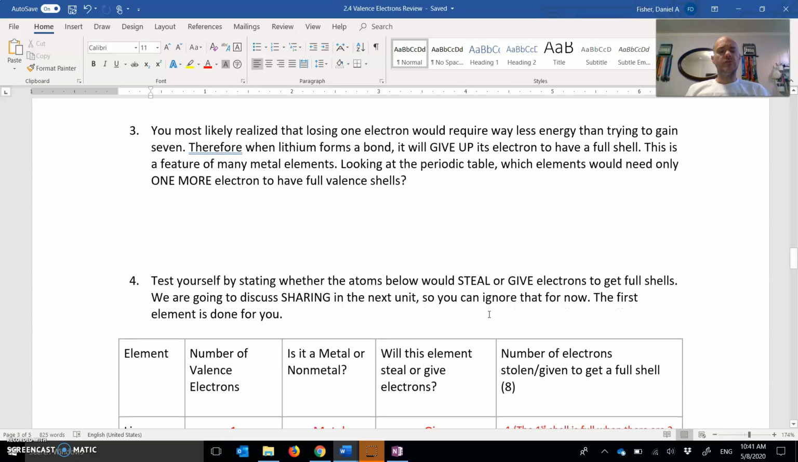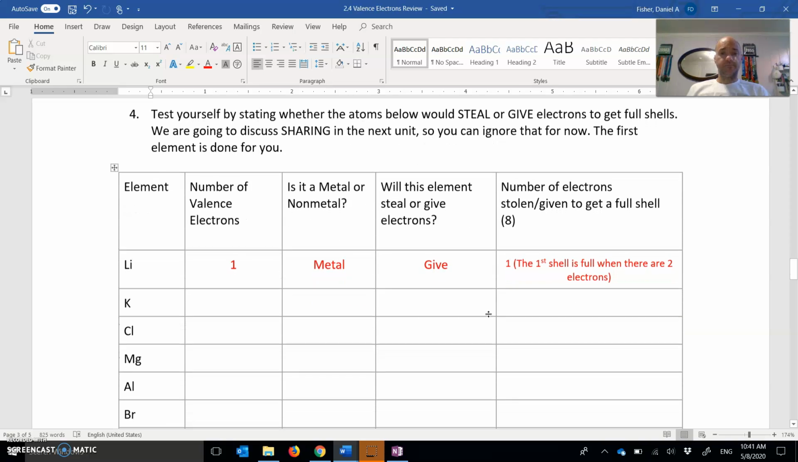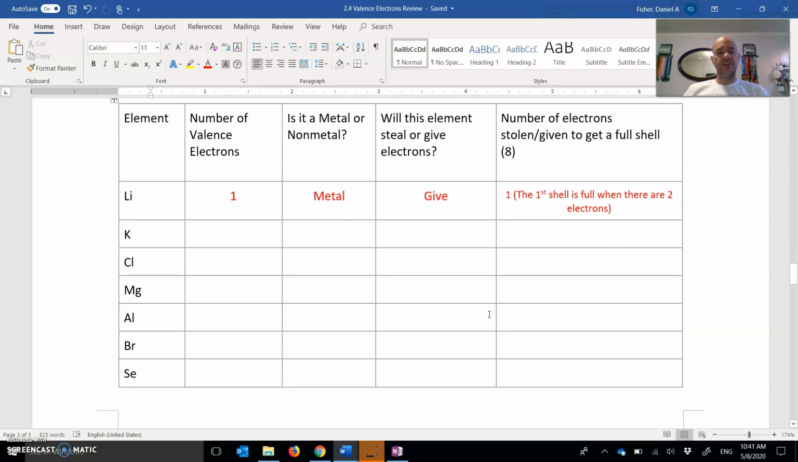And then we want to think about which ones would need to gain only 1 more electron to have a full valence shell. So what I want you to do for this next one is to go through this table, find the number of valence electrons using a periodic table just like we did before. Is it a metal or a non-metal? Think about that from our division that we looked at in the first part. Will this element steal or give electrons? I want you to think about that. And then how many electrons is it going to steal, or how many is it going to give up?